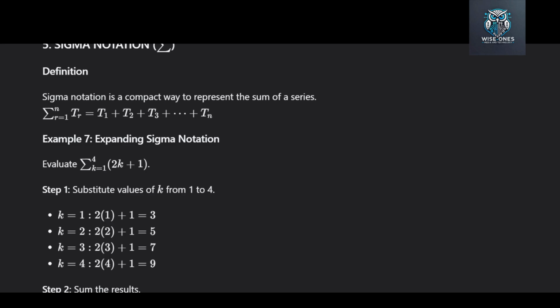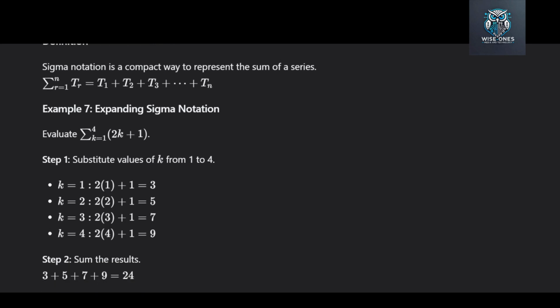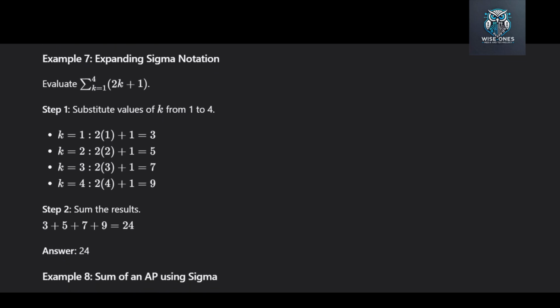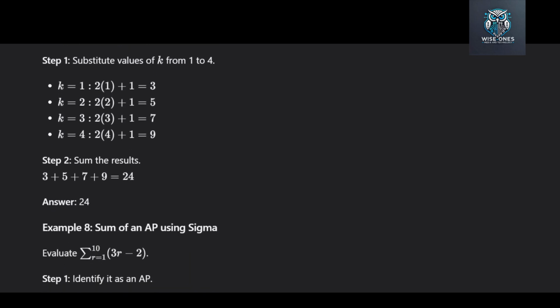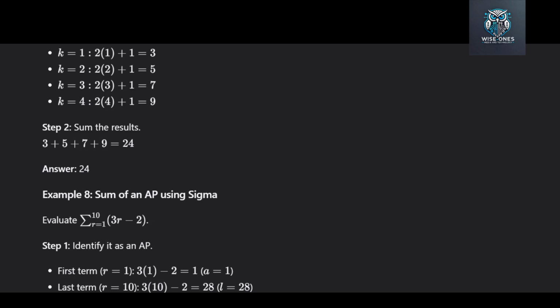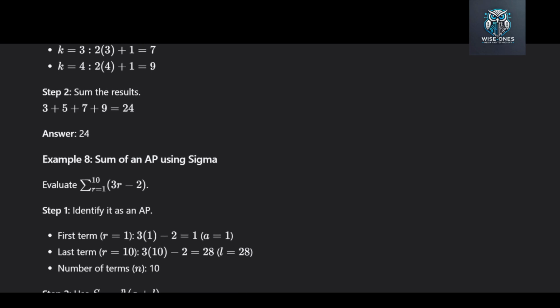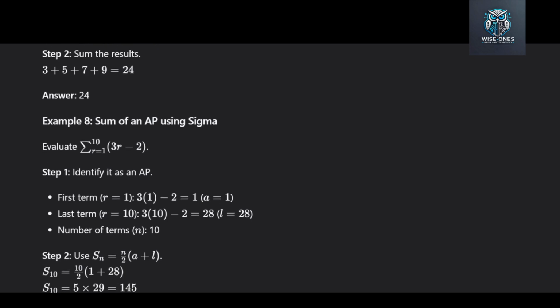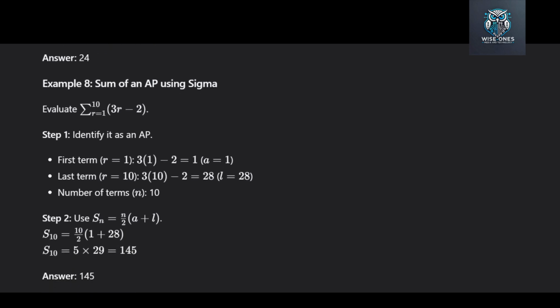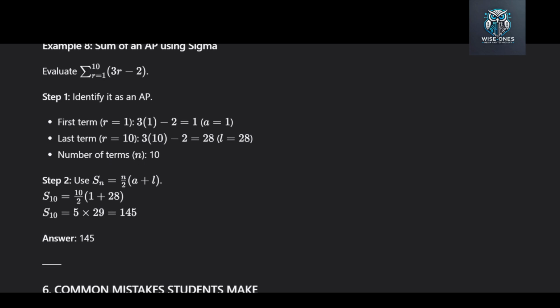Step 2, sum the results. We add them up. 3 plus 5 plus 7 plus 9. 3 plus 5 is 8. 7 plus 9 is 16. 8 plus 16 is 24. Answer: 24. This is just a fancy way of saying add these four numbers.